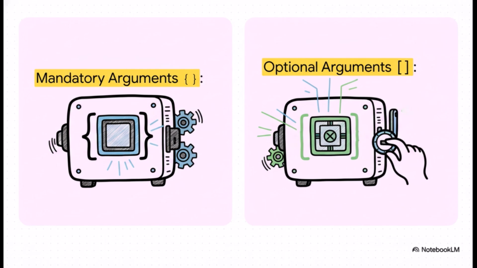And that's where arguments come in. First, you've got mandatory arguments, and those go inside curly braces. You gotta have these. If your command is make bold, you have to tell it what text to make bold, right? Then you've got optional arguments, and those go in square brackets. These are for extra settings. The command probably has a default, but you can use these to tweak it and get it just right.